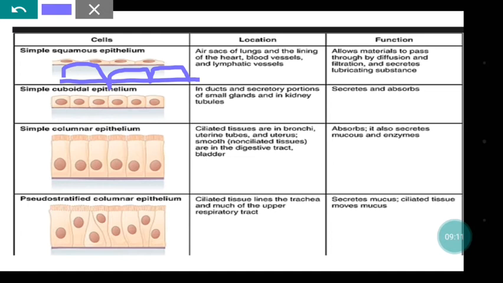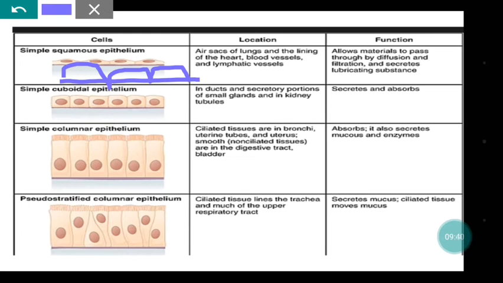That is why it is present in the air sacs of lungs and the linings of the heart, blood vessels and lymphatic vessels. And its function is that it will allow the passage of few molecules and ions by simple diffusion, even by filtration, and secretes lubricating substances like mucus.